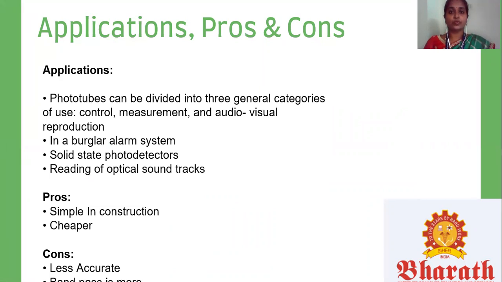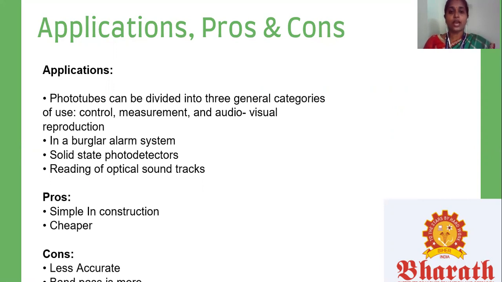Phototubes were previously more widely used but are now replaced in many applications by solid state photodetectors. The photomultiplier tube is one of the most sensitive light detectors and is still widely used in physics research. One major application of the phototube was the reading of optical soundtracks for projected films. Phototubes were in use in a variety of light-sensitive applications until they were superseded by photoresistors and photodiodes.